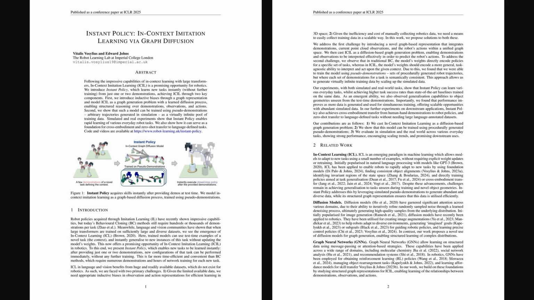Alright, so those real-world results really seal the deal. In conclusion, instant policy offers a compelling way for robots to learn incredibly quickly from just one or two demos, a huge leap. The magic really lies in combining that structured graph representation with the diffusion process, fueled by those scalable pseudo-demonstrations.